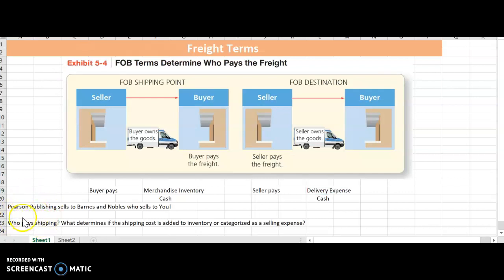Okay, so let's recap this here. Who pays shipping? Well, it depends. If it's FOB shipping point, the buyer pays. If it's FOB destination, the seller pays. What determines if the shipping cost is added to inventory or categorized as a selling expense? Well, when the buyer is buying inventory, it's debited to inventory. When the seller is paying the shipping for the inventory it sells, then it will be recorded in delivery expense.